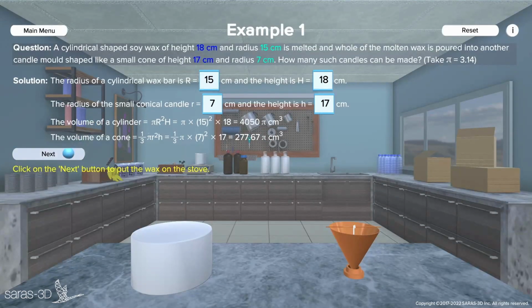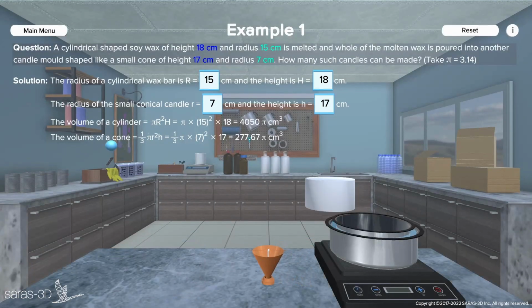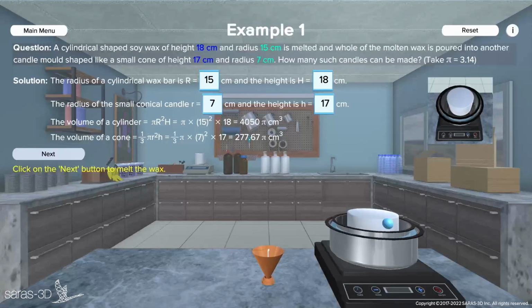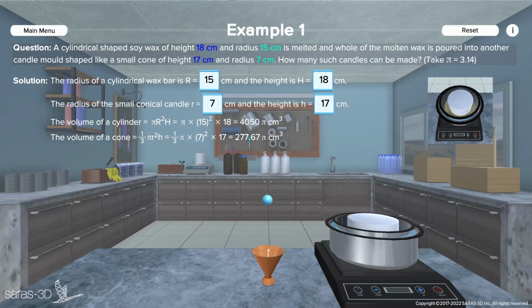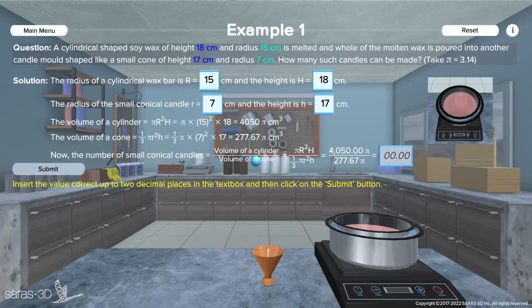After these values are obtained, how do we calculate the number of candles? For that, first of all, let us melt the cylindrical wax. Here you can see that the wax is melted. That is how it is done, right? Without melting, we cannot pour it into another mold. So let us add some color to this.